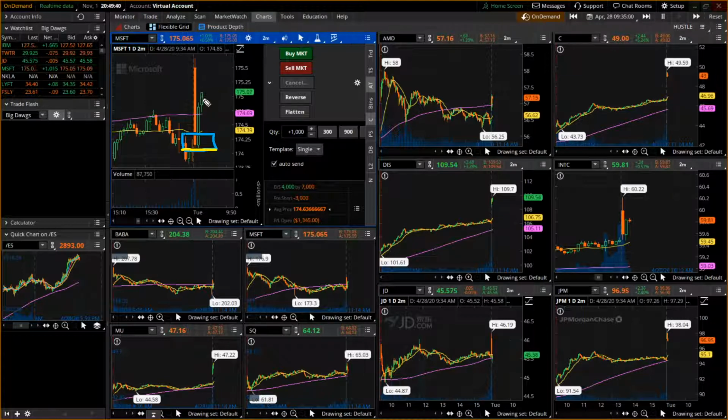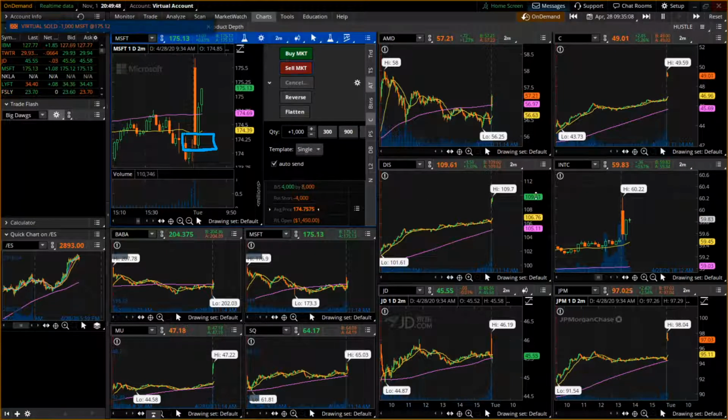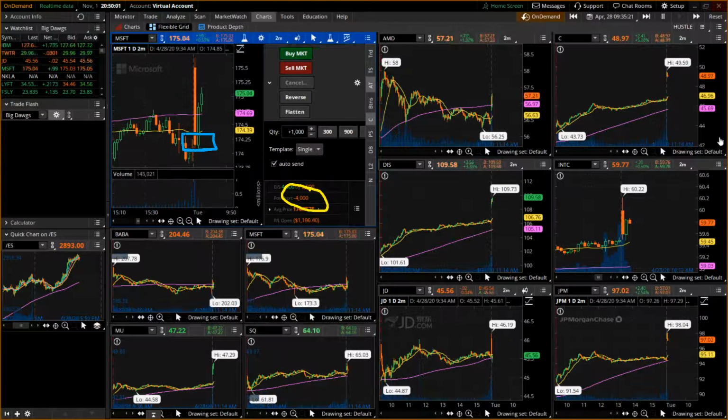So we're starting to experience a little bounce here. It's still climbing up a little bit. Maybe I'll add another 1,000. So now I'm 4,000 shares short on Microsoft as we climb up the building, as we start to bounce the big red building, the big red wall.